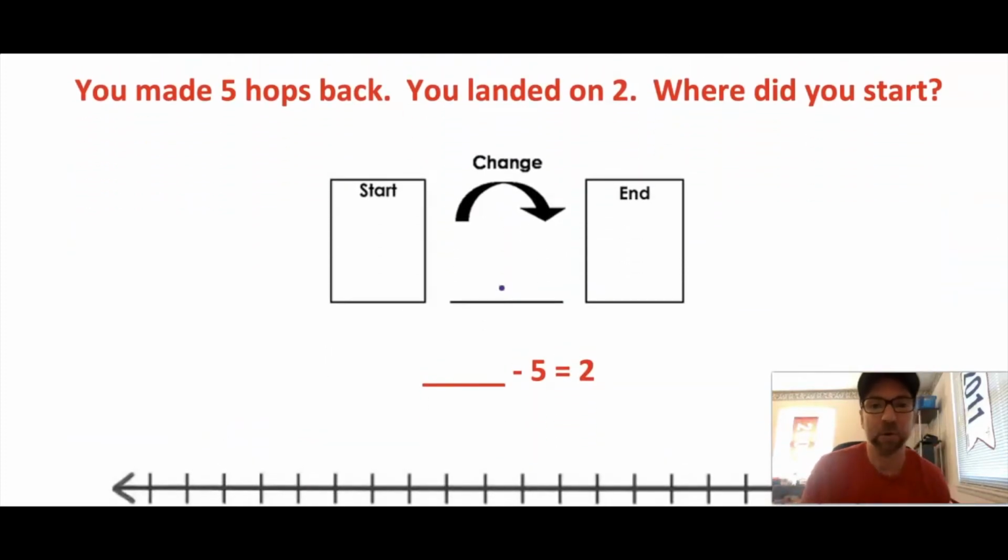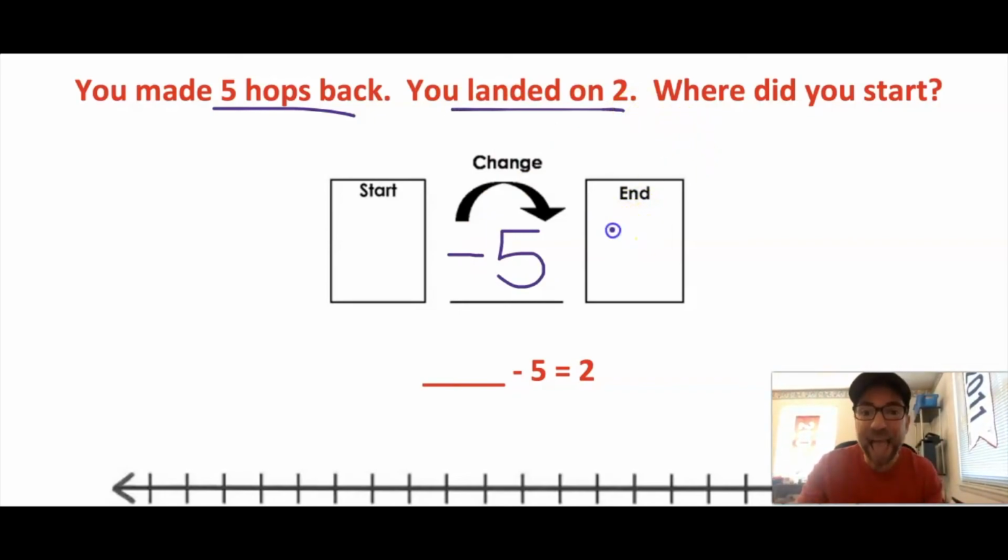Here's another subtracting problem, but our unknown is going to be in another different place. Let's see what this one says. You made 5 hops back. You landed on 2. Where did you start? Ooh, this is a tricky one. You made 5 hops back. Well, whenever we make hops, that's our change. So our change is going to be 5. And because we made 5 hops back, that's subtracting. So we put a minus sign down. You landed on 2. That's where we ended. So I'm going to put a 2 in my end box.